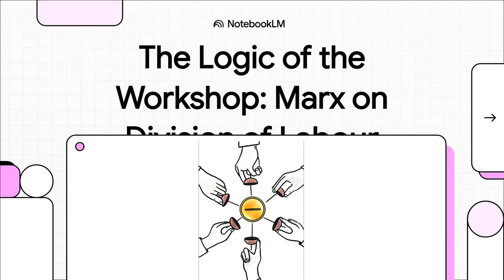So, in our last discussion, we really unpacked the concept of cooperation in its simplest form. Today, we're taking the logical next step. We're going to see what happens when that simple cooperation is given its first systematic capitalist application. We're diving deep into Chapter 14 of Capital, the division of labor and manufacture.